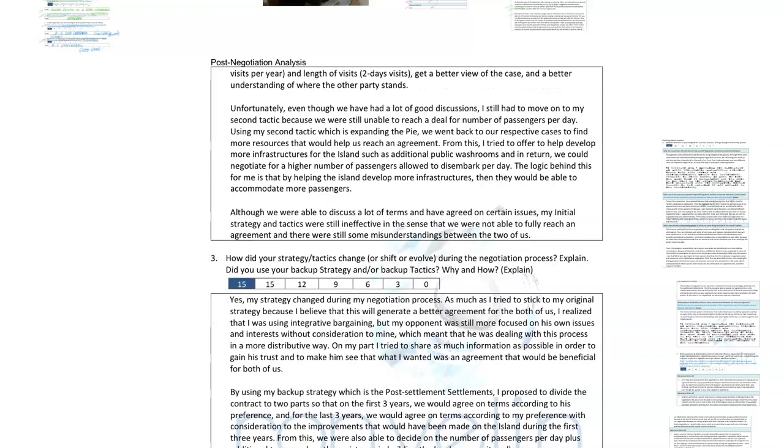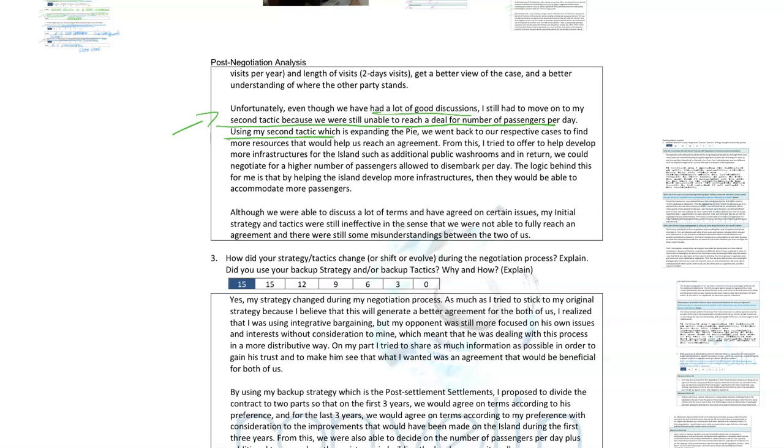And he continues with the rest of the description of what he was saying. Then he says in this paragraph, "Unfortunately, even though we have had a lot of good discussions, I still had to move on to my second tactic because we were still unable to reach a deal for a number of passengers per day." So he's saying it worked for a while, it got us someplace, but we had to make a shift, or I had to make a shift.